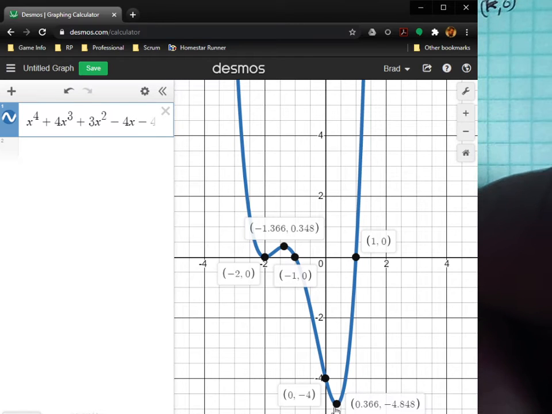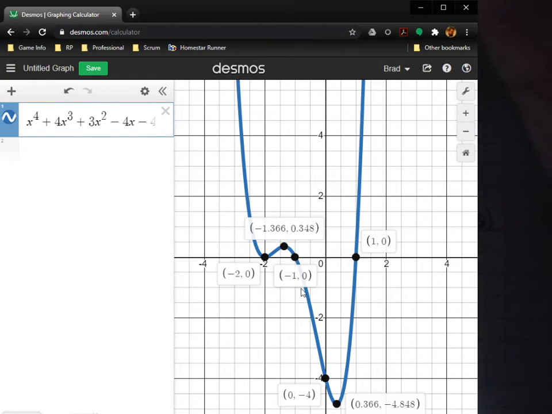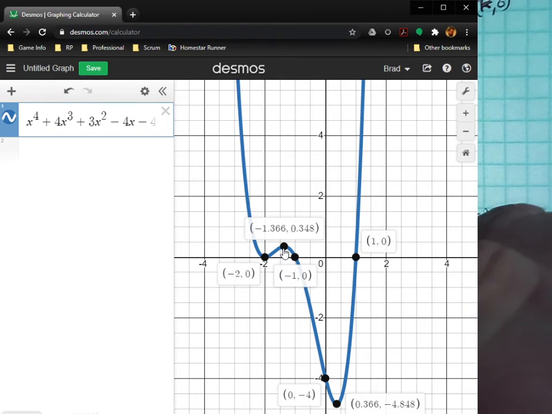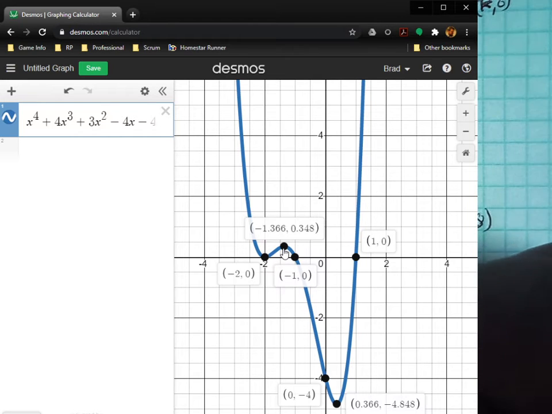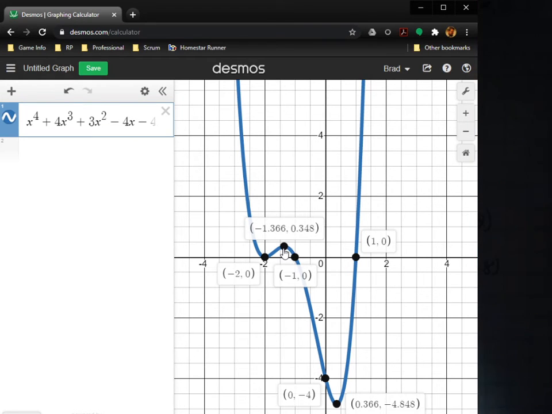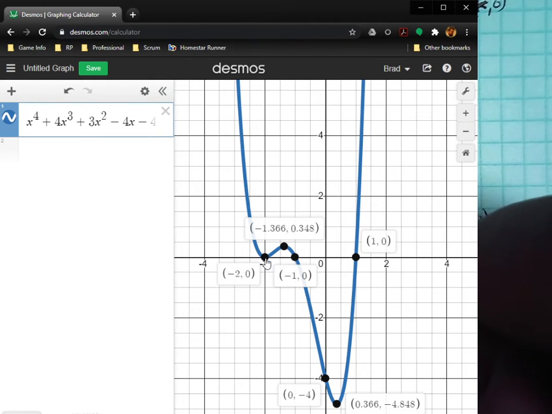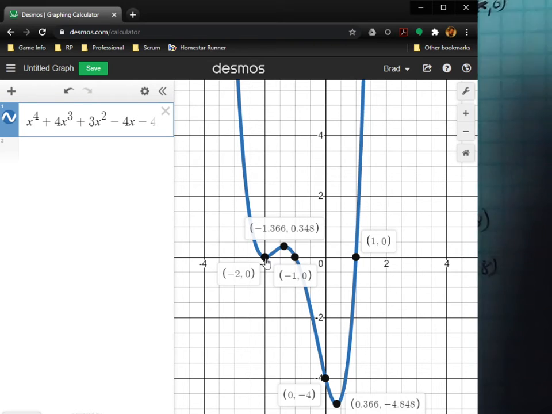It's at (0.366, -4.848). Those are approximate numbers, I'm pretty sure. And then we have a maximum here. The graph is going up, and then it turns to go down. So that's a maximum at (-1.366, 0.348). And I already talked about it, but in case you weren't paying attention, this right here, where I bounced off the axis, that's a minimum. So there's a minimum also at (-2, 0).